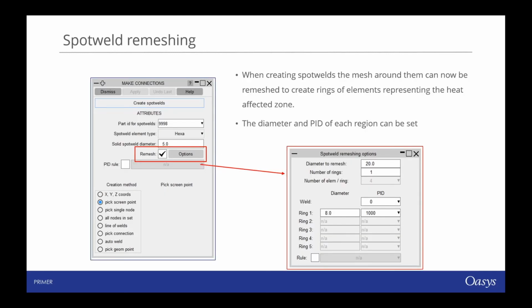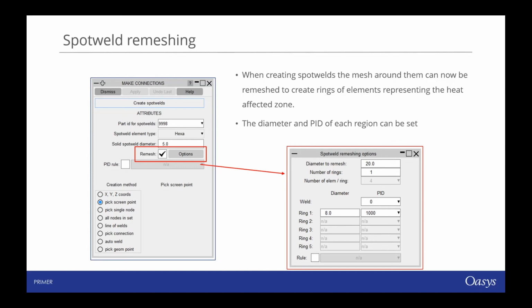So finally, covering spot weld remeshing. Now up to this point, when we've been discussing spot welds, they've been mesh independent, such that we've had to create a star contact to tie the connections themselves to the panels about them. But within Primer, there's now the functionality to remesh. So when we create spot welds, the mesh around them can be remeshed, where you can create rings of elements to represent a heat affected zone in your model.